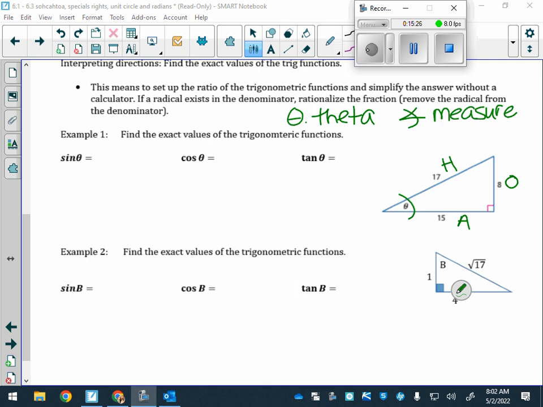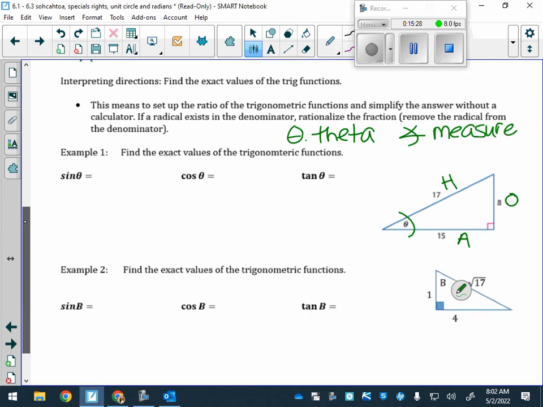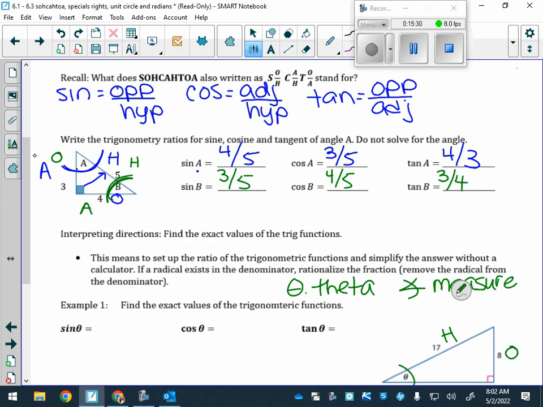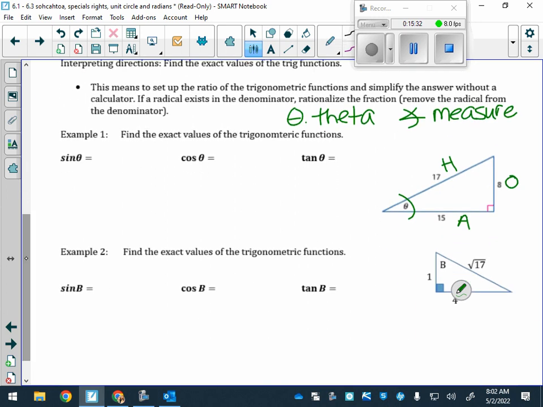Okay, sine is what? How do we find sine? Opposite over hypotenuse. So if this is our angle, what is the sine? Good. 8 over 17. Good.